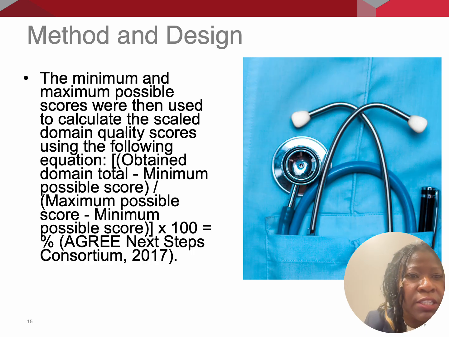So this was the formula that was used to calculate the results. The minimum and the maximum possible scores were then used to calculate the domain quality scores. Using the following equation: obtain domain total minus minimum possible score over maximum possible score minus minimum possible score times 100.